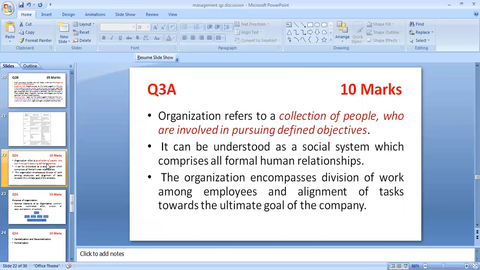Moreover, the organization encompasses division of work, WBS, work division, and the division of employees, division of labor, and alignment of tasks to reach the ultimate goal. Ultimately, we require a goal to complete the project or task with the minimum cost and maximum profit, with efficient and effective utilization of resources. So the collection of all the subsystems, we can call it an organization.